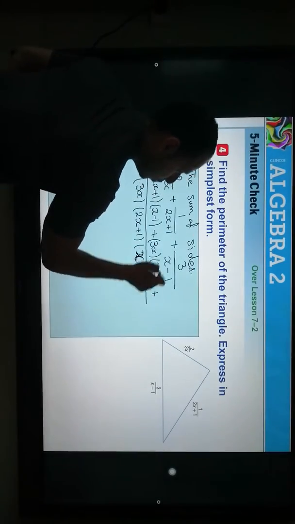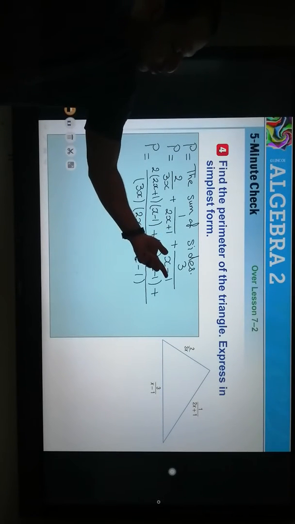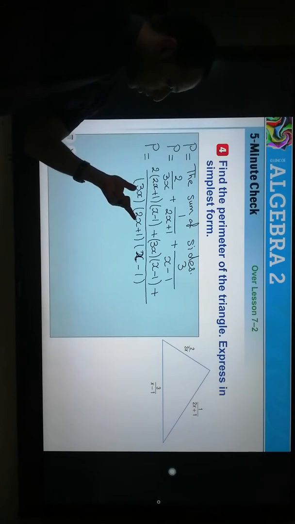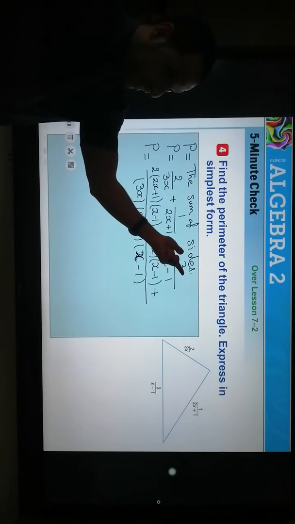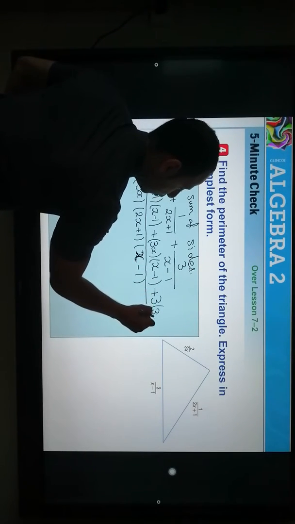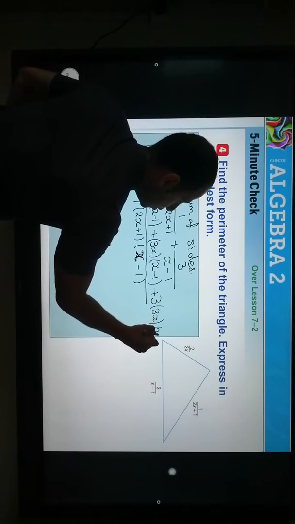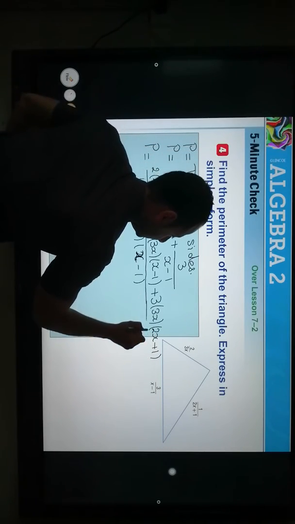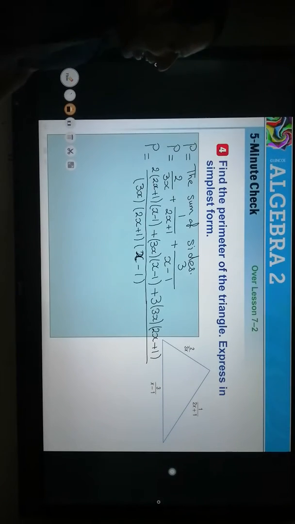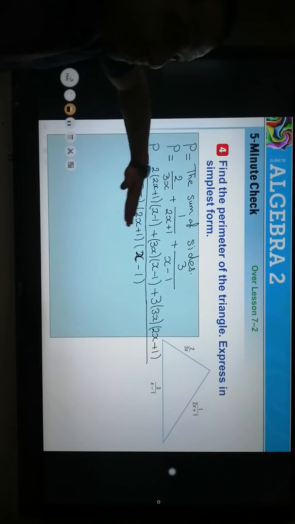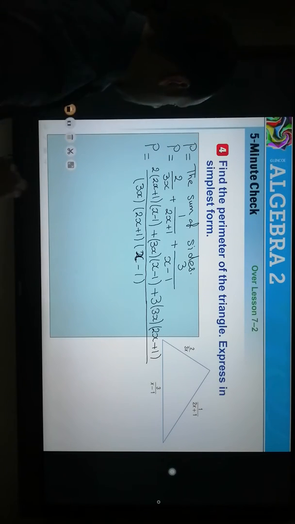Plus, I'm going to the third. The third, x minus 1, is multiplied by what? By these 2 brackets. So I just multiply these 2 brackets by the numerator also, which is 3. So 3 multiplied by 3x and 2x plus 1. After that, we need to simplify. Please, if we need to simplify, go step by step in order not to get confused.